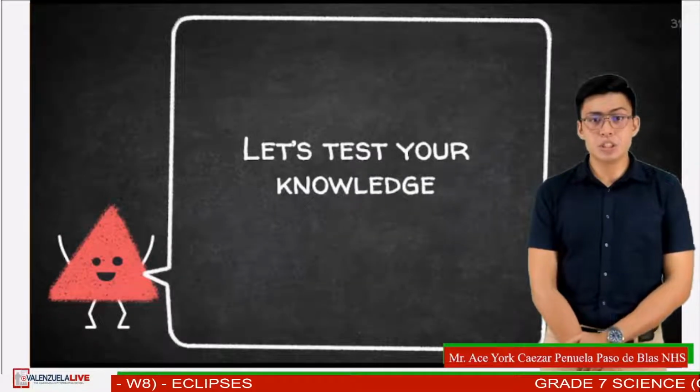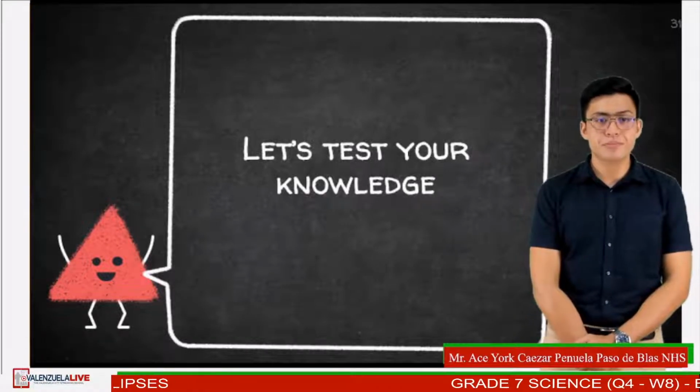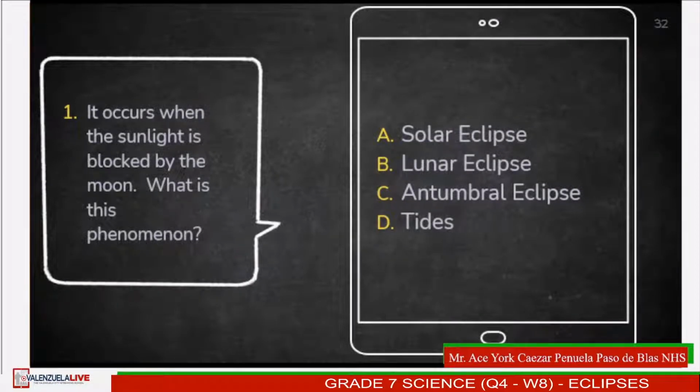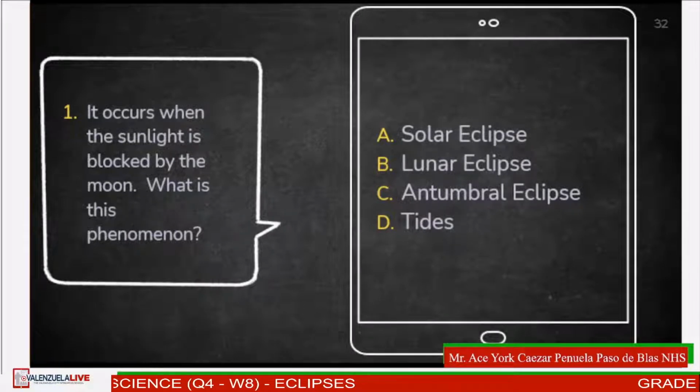Now, let us test your understanding. You just need to type the letter of the correct answer in the comment section. Number 1, it occurs when the sunlight is blocked by the moon. What is this phenomenon? Okay, the correct answer is letter A, solar eclipse.